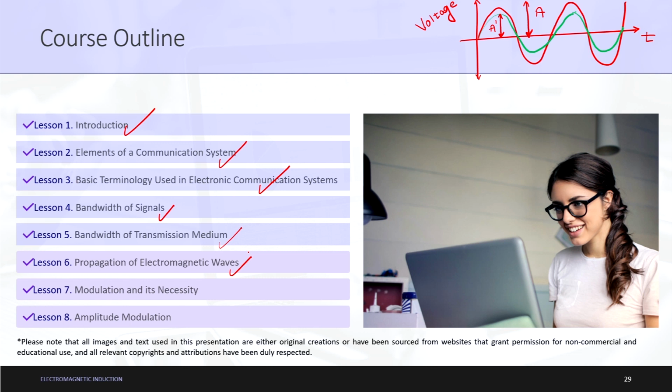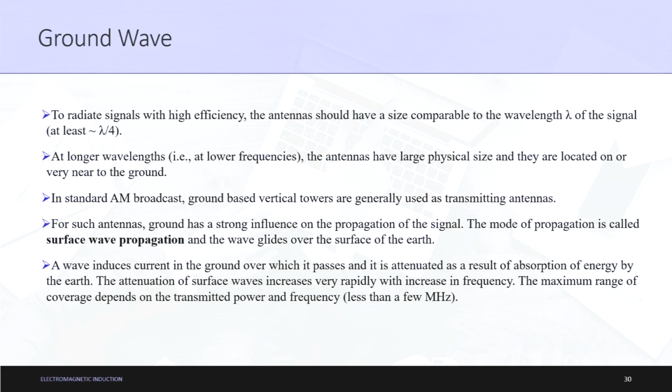In this propagation of electromagnetic waves, we have already completed ground waves or are on the brink of completing ground waves, and then we will start with sky wave and space wave. So, let us move on with today's lecture. Ground wave is the concept we already started with. I told you about surface wave propagation in the last lecture.